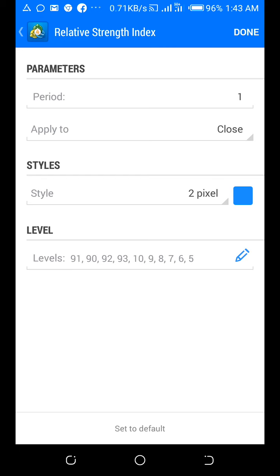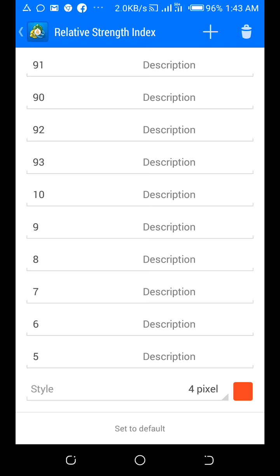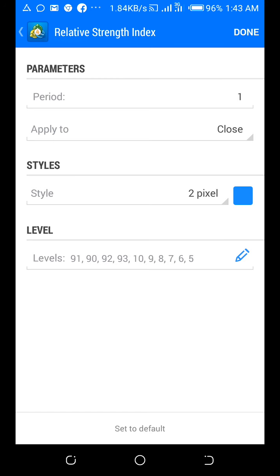Don't forget here that we have period 1. You can be screenshotting as you are seeing it like this, so that you can just follow it. Period 1, apply to close, style 2 pixel, color blue here. And then for our levels, you will click on your levels and add everything: 91, 90, 92, 93, 10, 9, 8, 7, 6, and 5. The style here is going to be 4 pixel, and the color is going to be red. After that, you are going to press done.